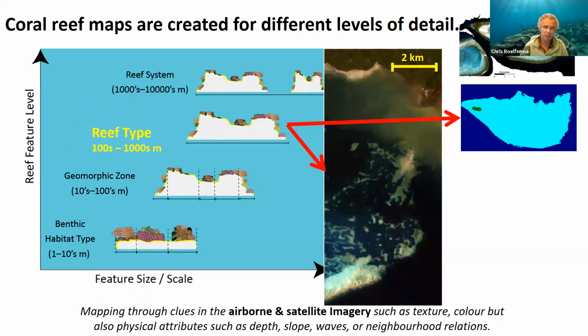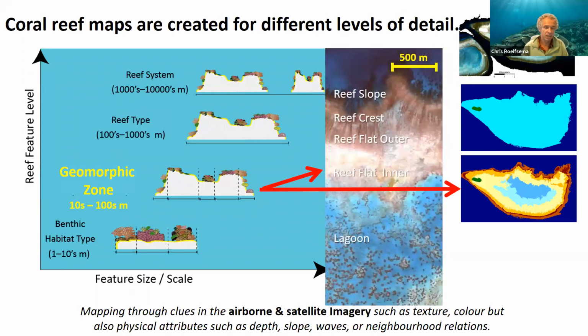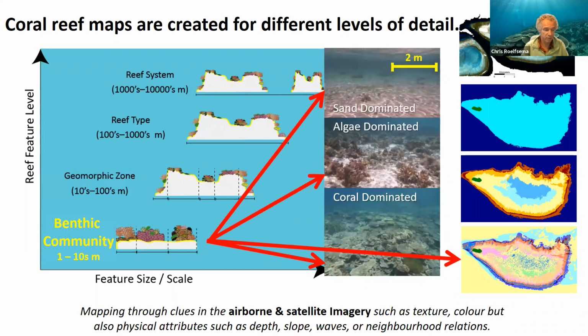A reef type can be fringing reef, lagoonal reef, or barrier reef, or atoll reefs. Then we can have different geomorphic zones on each reef, where a reef slope, crest, outer and inner reeflet, and lagoon. And then we can have different benthic habitats with different compositions, as you can see on the right. So all these different maps are possible for these different areas.